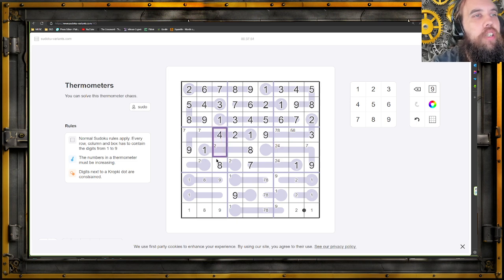All right, 3 can't go here. One of these 2 is a 3. This could be a 3. It could be a 3, whatever, or it could be a 2, 3.